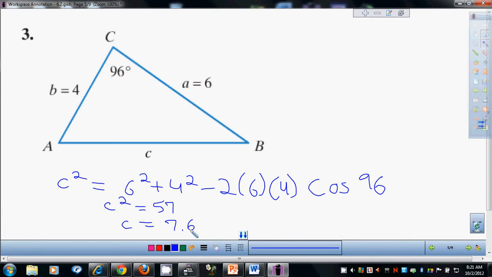I'm assuming that's right. You want to go and find the last two pieces too? All right.